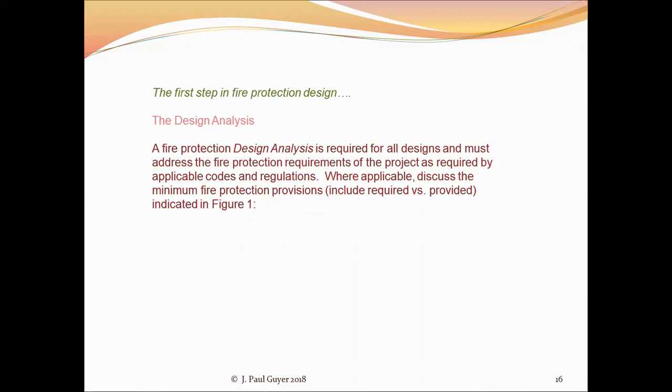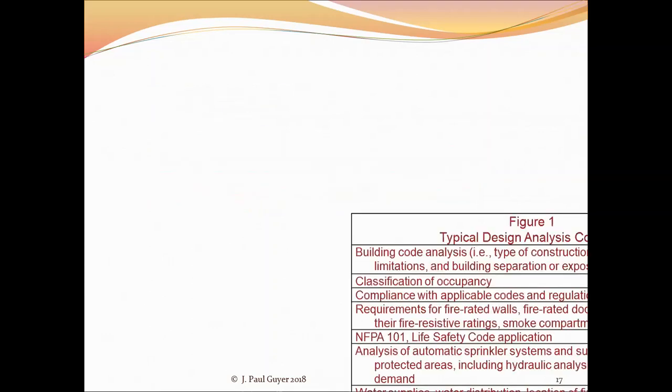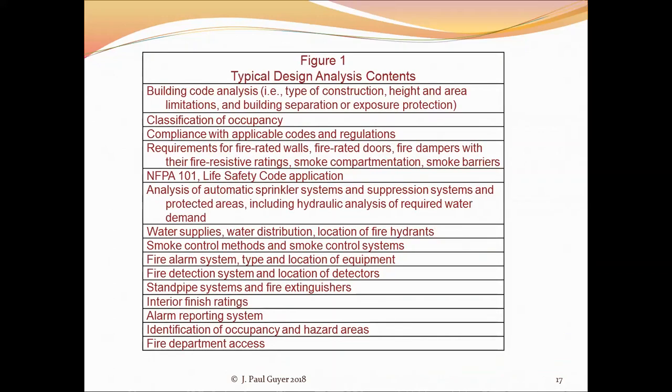You've got a building, you're designing the fire protection system. The first step is to produce and be guided by a design analysis with a certain kind of format, because it helps to shape your thinking, and it then serves as a table of contents, if you will, for the plan checkers in the building department and in the fire department. And this is a typical table of contents for design analysis.